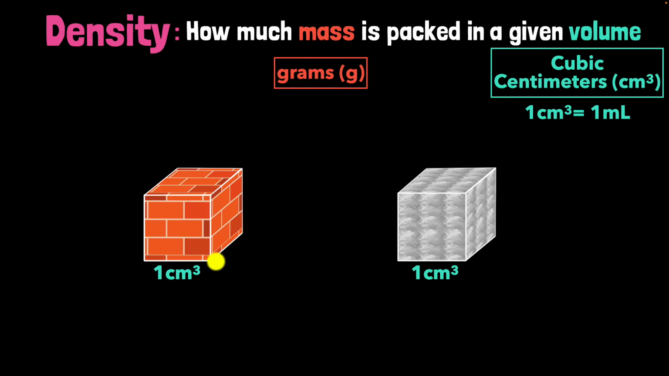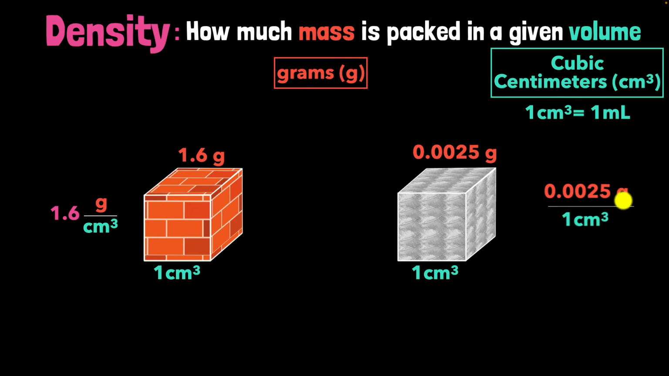But anyways, if we consider 1 centimeter cube of bricks, you know how much will be its mass? It will have a mass of 1.6 grams. And if you take 1 centimeter cube of feather, it will have a mass of 0.0025 grams, very little mass. So now over here, look, 1.6 grams of bricks is packed per cm cube. So we say the density of the bricks is 1.6 grams per cm cube. Similarly over here, look, 0.0025 grams of feather is packed per cm cube. So its density is 0.0025 grams per cm cube. That's what density is all about.